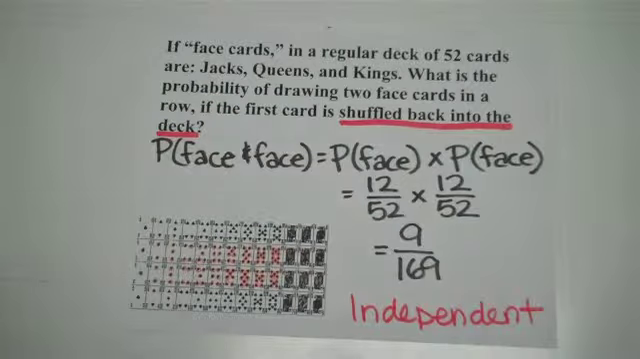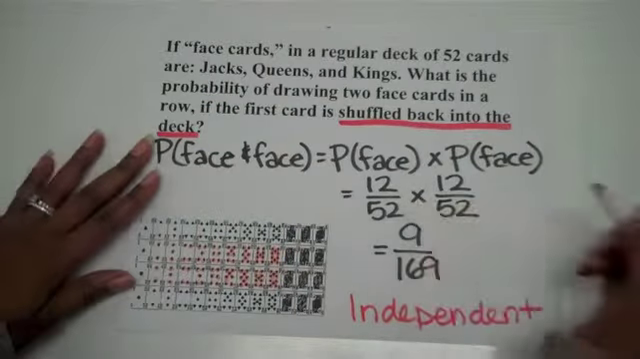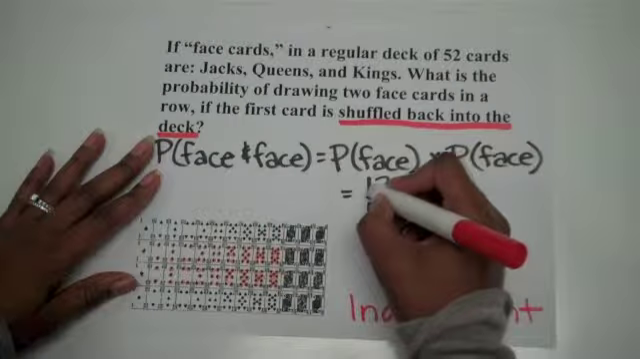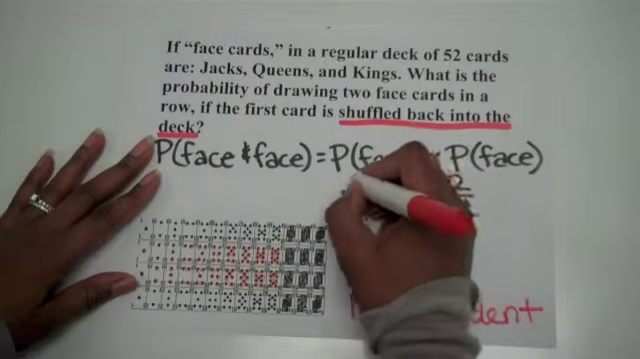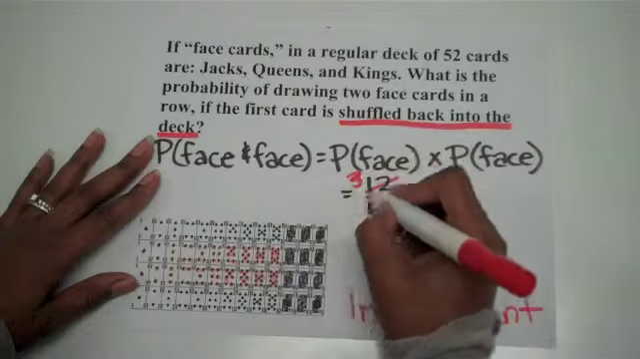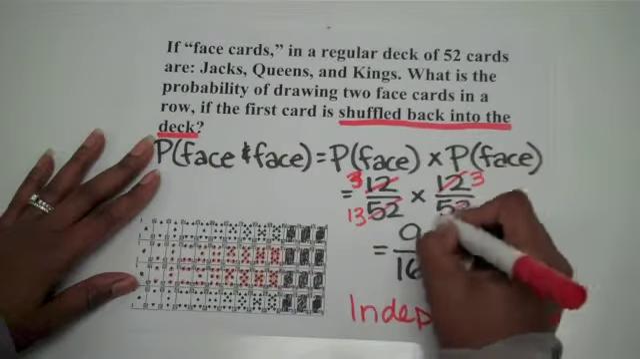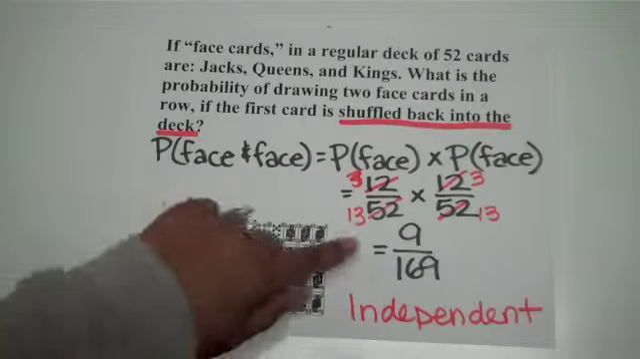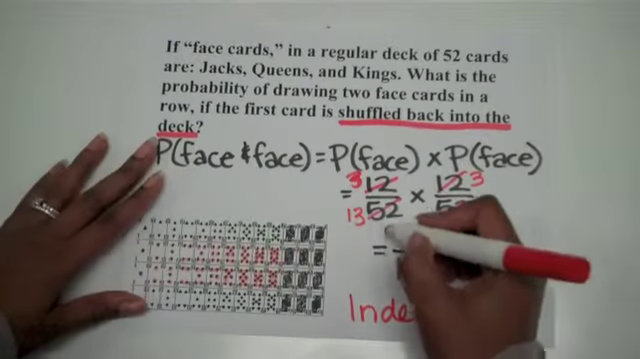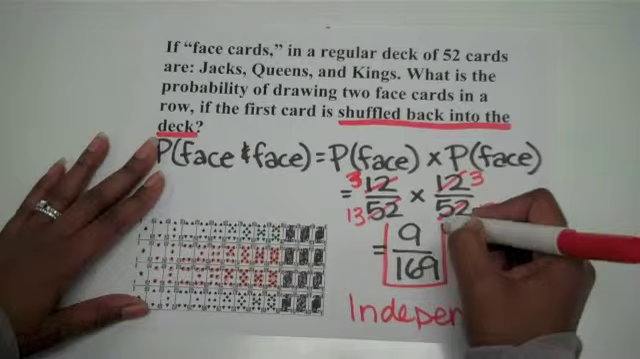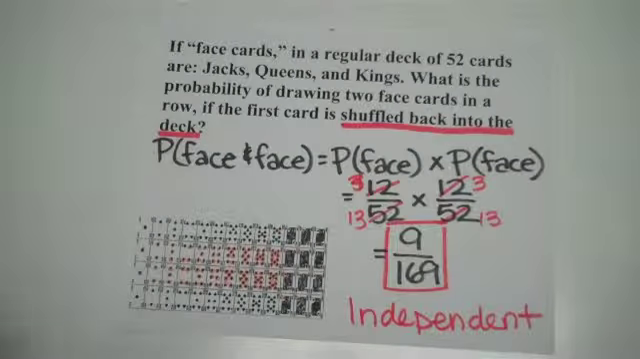Okay? And so you can multiply straight across, or you can simplify these before you multiply. I know both of these I can divide out of 4, and so that's 3/13 times 3/13. And I get 9 out of 169 is my probability of getting a face card and then another face card if it's shuffled back into the deck.